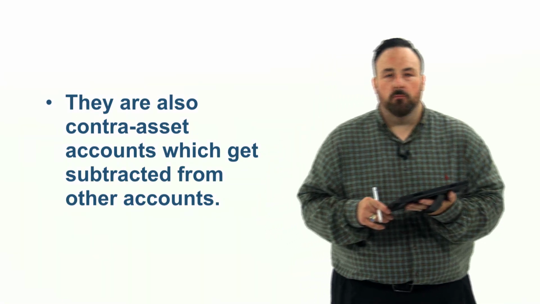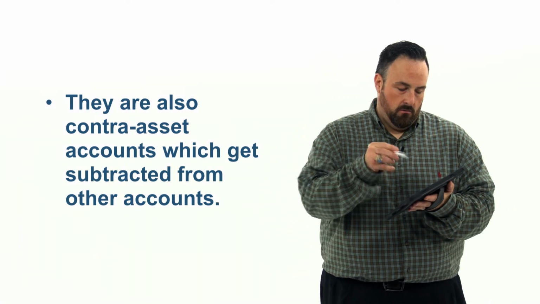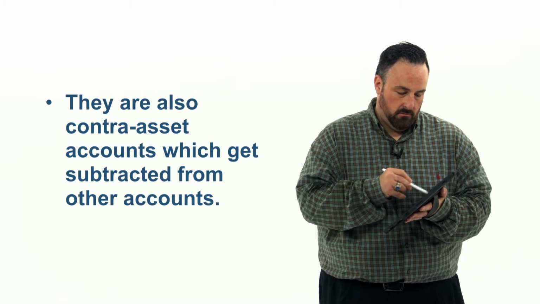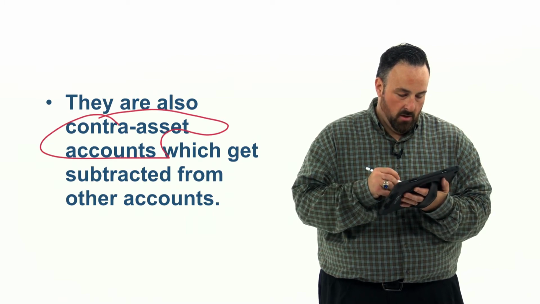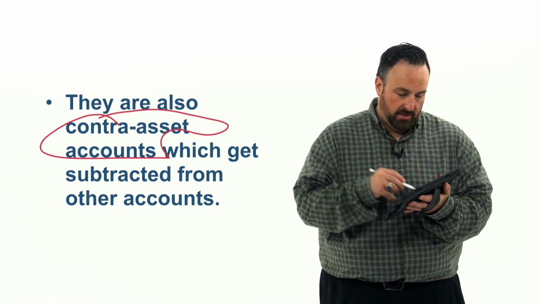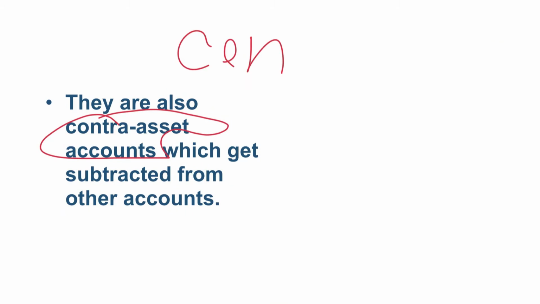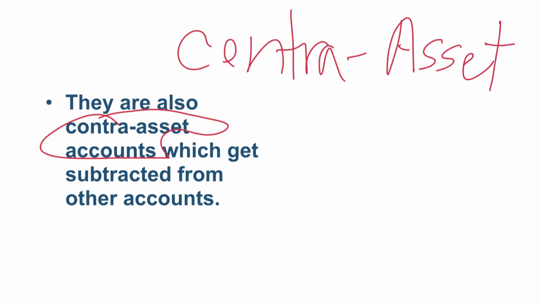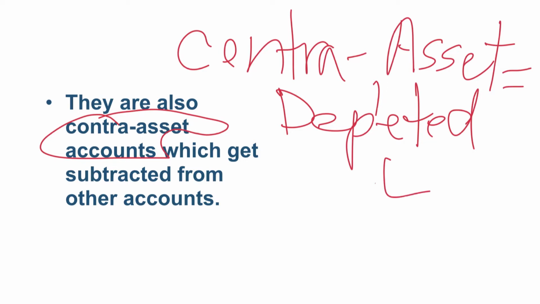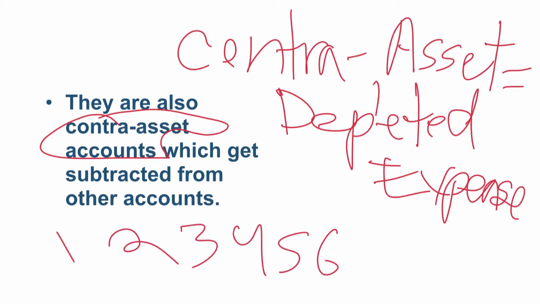Now, as we discussed before about contra accounts, they are also contra asset accounts, depleted expenses, which get subtracted from other accounts. So, think of it in this case, a contra asset account equals a depleted expense, and they're subtracted from all other types of accounts into a separate area.